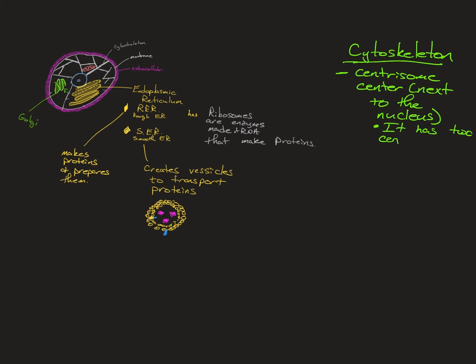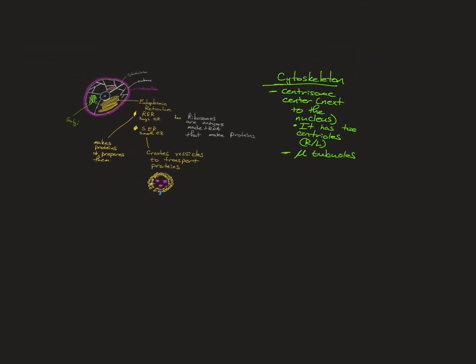Centrosome and what were the other ones? Centrioles. Right? So they have two centrioles, and they have a right and a left. So that's the cytoskeleton. The cytoskeleton is made of micro, that's the symbol for micro, tubules. I'm not sure I got the spelling right, but that's close enough.